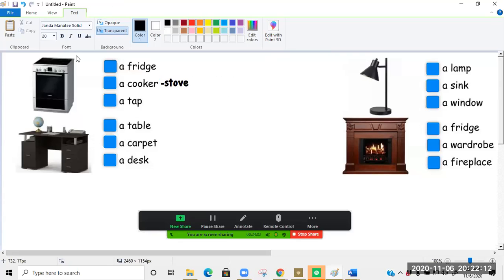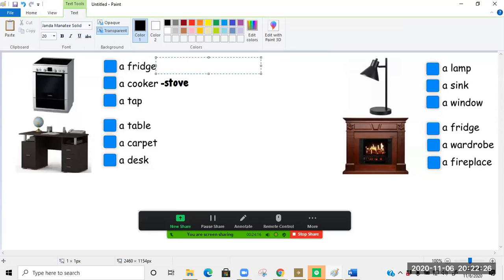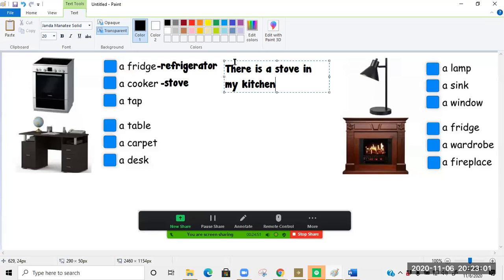Now, I have a question. ¿Y fridge era la palabra corta para? Do you remember? Refrigerator. Very good. Okay. Now, hagamos una pregunta. Let's make a question with this. O hagamos una oración. Okay, with the stove. There is a stove in where? In my kitchen, right?